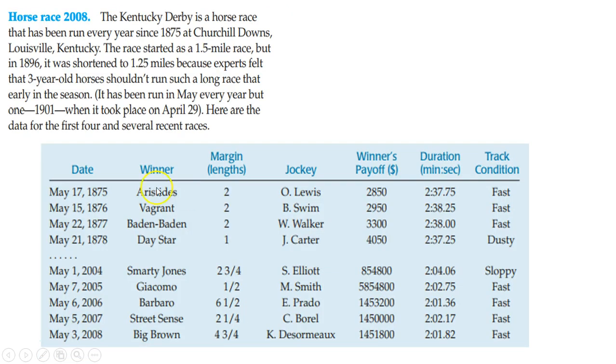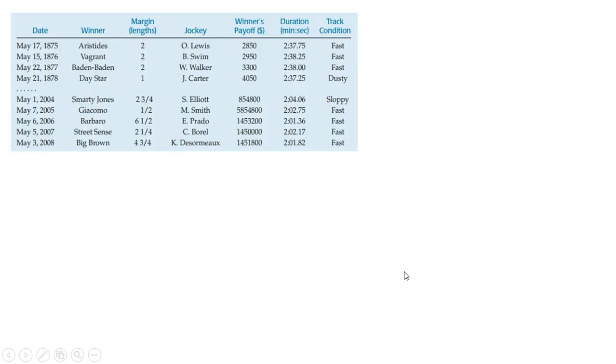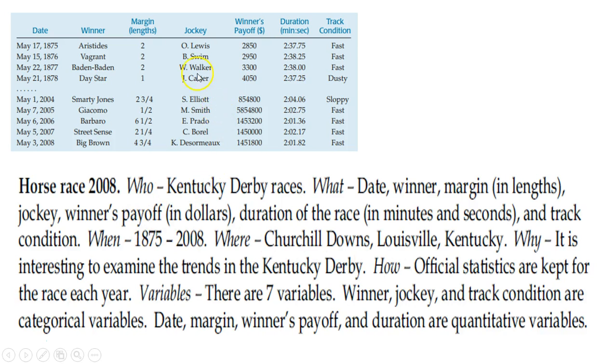Point is, after you're looking at all of that, and if you have to pause the video, just scan it or go back and forth to figure it out. The point is, the who was the Kentucky Derby. The what, we were looking at all of these up at the top: the date, the winner, the margin of length, the jockey, the whole way down the line. But when, they told us it only went from 1875 to 2008. The where, again, was at the Churchill Downs.